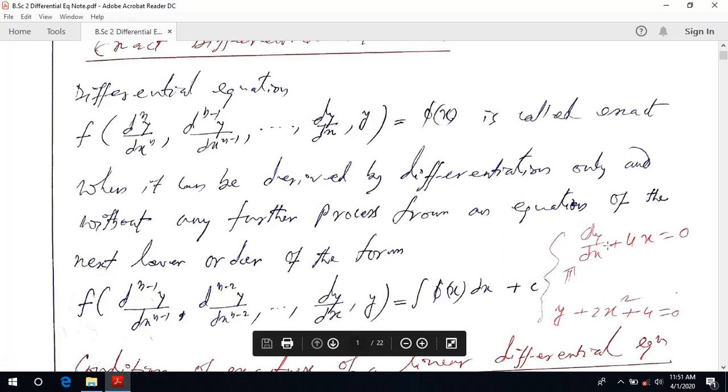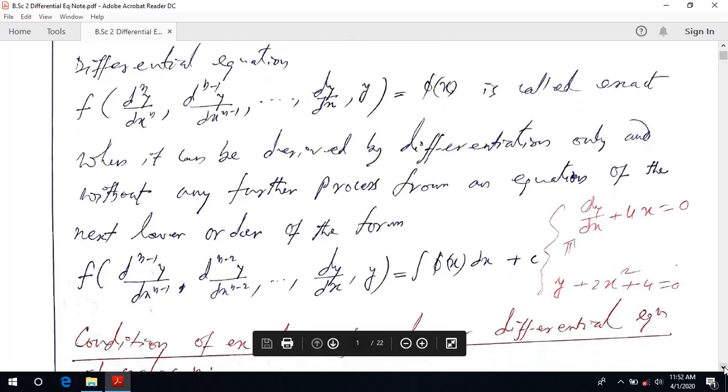So you can see in an example. This is an exact differential equation because it can be obtained by differentiating this equation once. So what is the order of this differential equation? The order is 1. Now what is the order of this differential equation? The order is 0. So 0 is just 1 less than 1. So this equation has been obtained by differentiating this equation. You can check, just differentiate it, you will get this equation. Therefore, this equation is an exact differential equation.